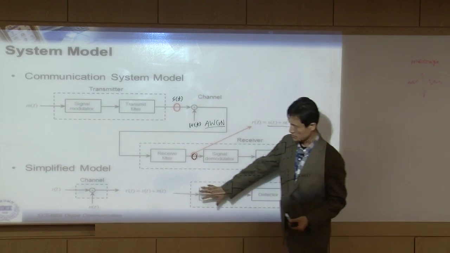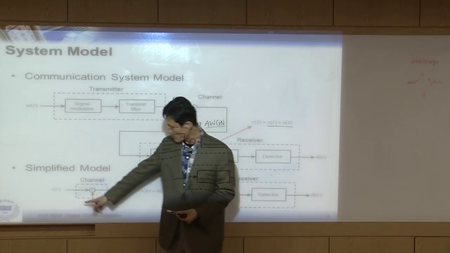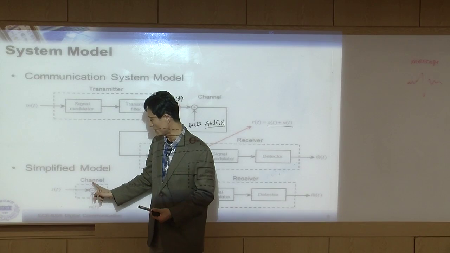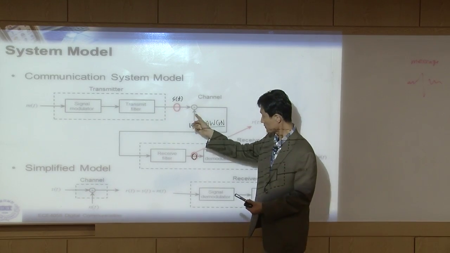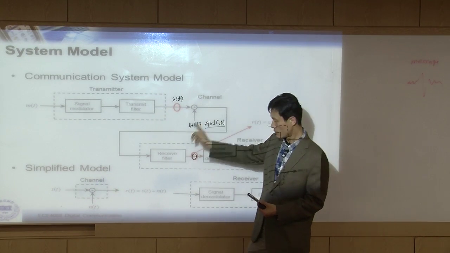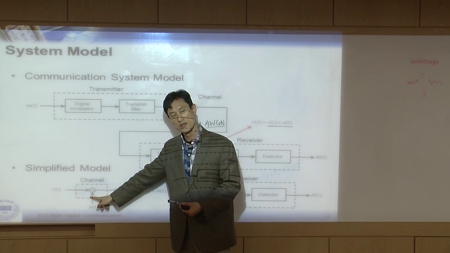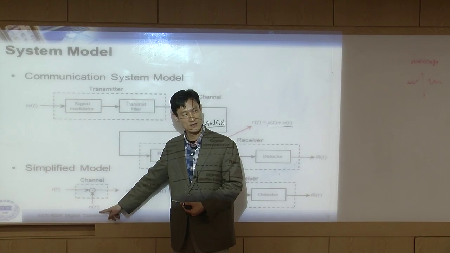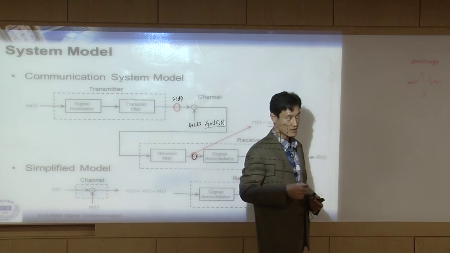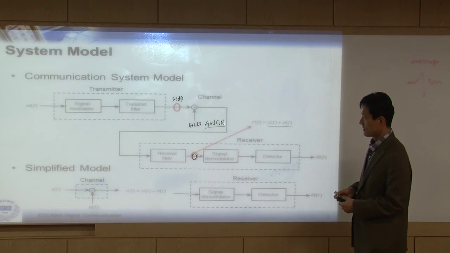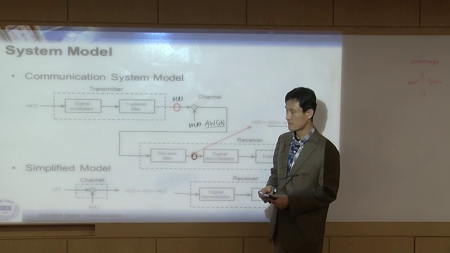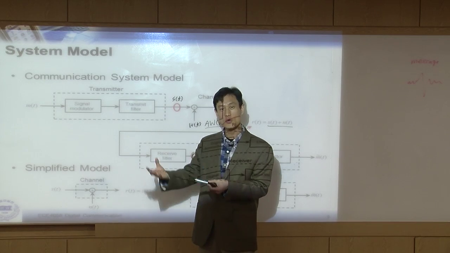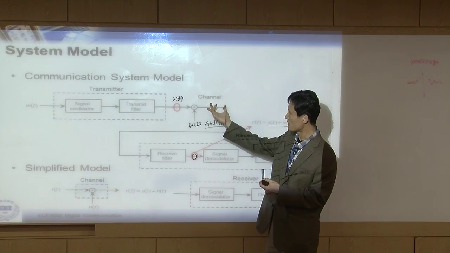Okay, the picture in here. Let's say we have ST. ST is coming into the channel. Inside the channel, what we do is we are adding noise. But look at this one. This is not WT. This is NT. Why is that? Well, because this is a simplified model. The actual model is this one, right?